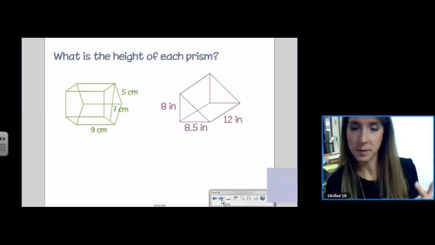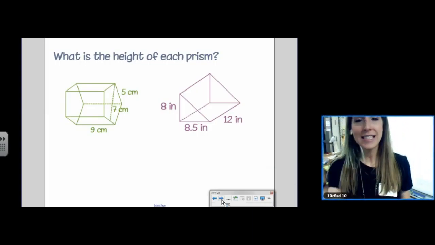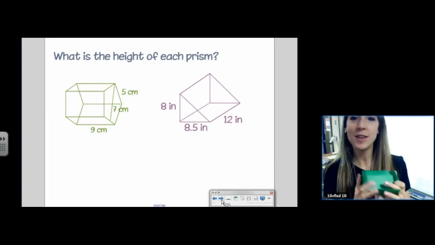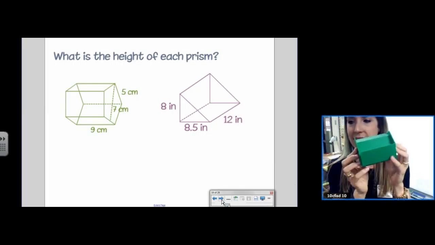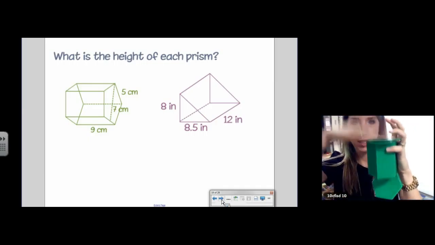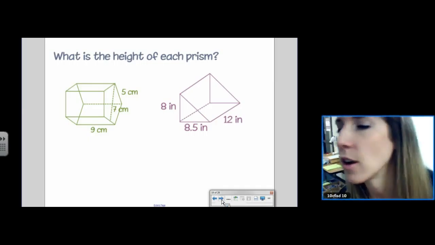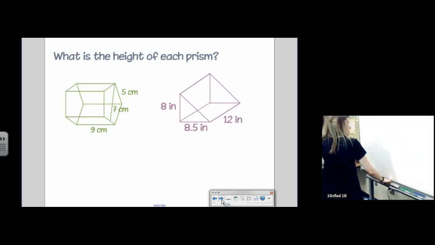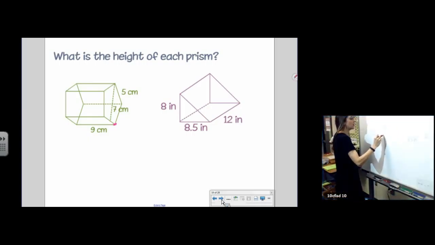And that's hard for some students because they're not used to a height on the ground. But the height is whatever value connects the base to the base. Connects the base to the base. So if you're having trouble finding the height, I want you to touch one of the bases and then travel to the other base. And that value is the height.